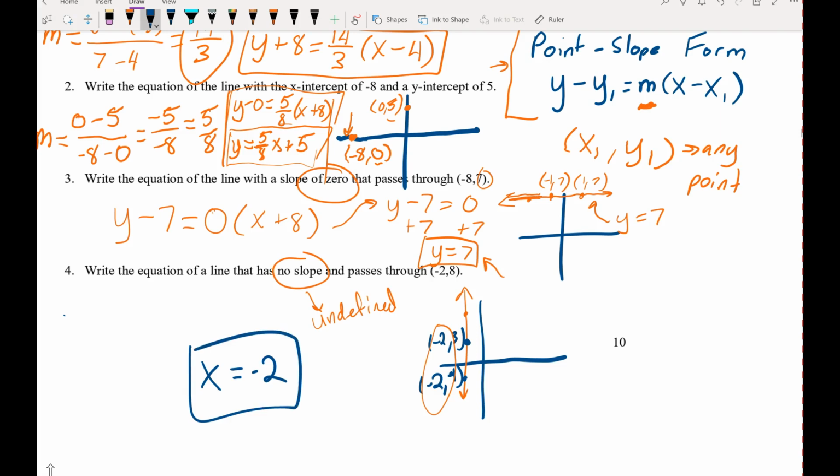So the equation for this line is just x equals -2. Remember that anytime you have a line with an undefined slope, it's always going to be an x equals line.